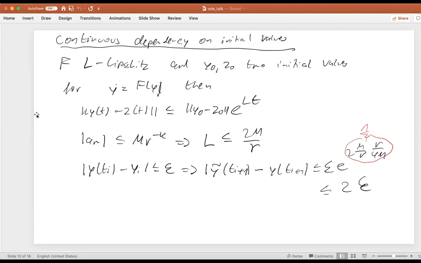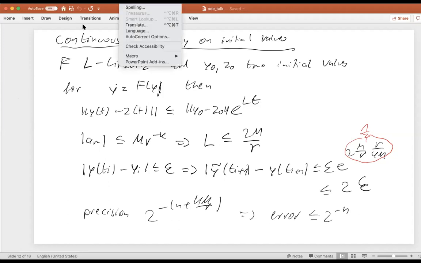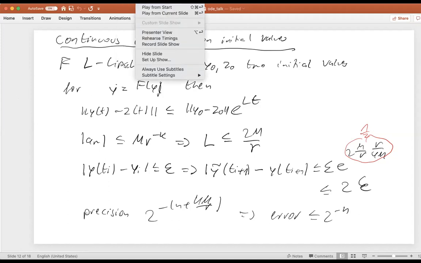In total, if we do all intermediate approximations with precision 2 to the minus n plus the number of steps we do, then the error will be less than 2 to the minus n. Okay, and that's the algorithm. Any questions so far?